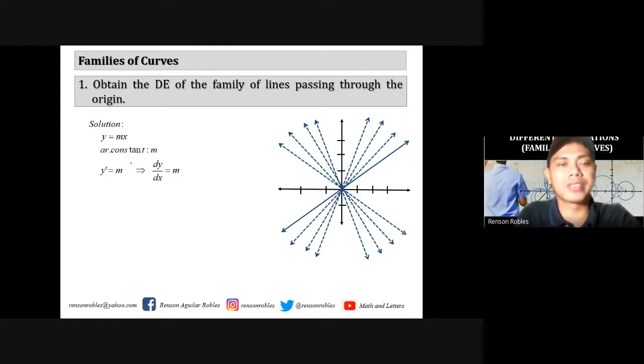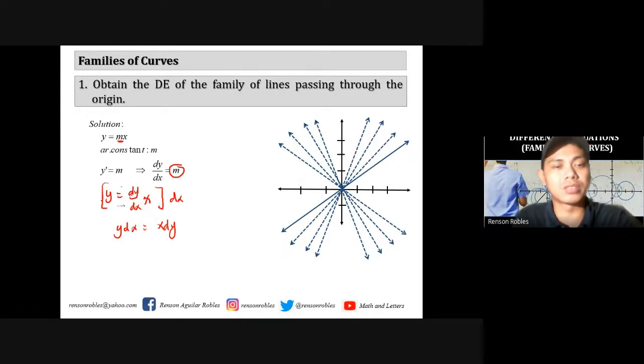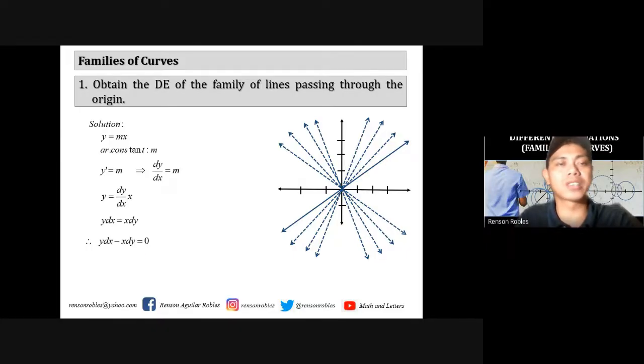And then what you need to do next is to replace m in our working equation by dy/dx, and that will lead us to y equals dy/dx times x. So this is y equals mx. Then multiplying this by dx, we'll have y dx equals x dy, and this will eventually lead us to the differential equation that we are looking for. So y dx equals x dy is also equal to y dx minus x dy equals 0. And this is the differential equation of all the lines passing through the origin.